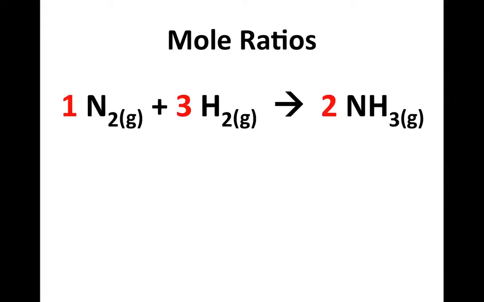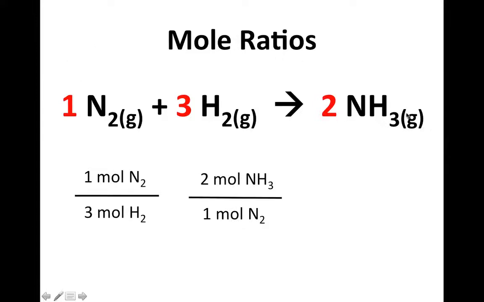So in this reaction, if I want to know the ratio of nitrogen to hydrogen, then I just say, well, there's 1 mole of nitrogen for every 3 moles of hydrogen, right? And that's just coming from the mole coefficients over here, 1 and 3. So nitrogen to hydrogen, there's 3 times as much hydrogen as nitrogen, okay, 1 to 3.